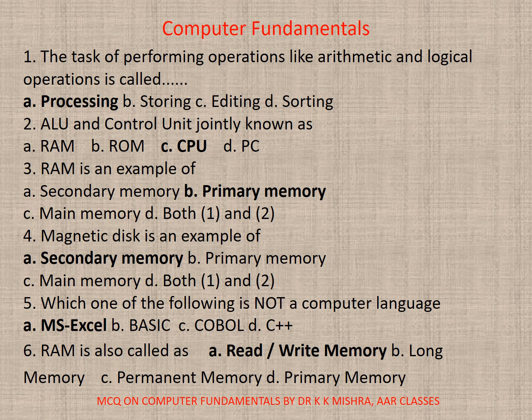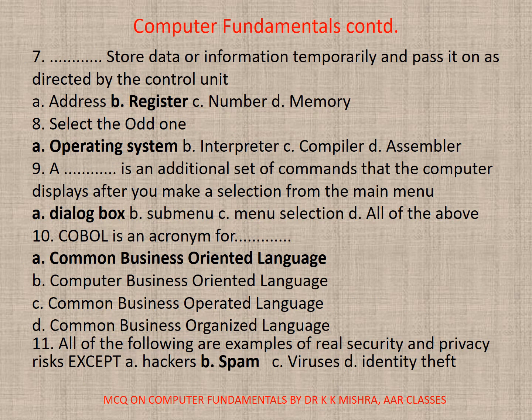4. Magnetic disk is an example of A. Secondary memory, B. Primary memory, C. Main memory, D. Both. Correct option is A. Secondary memory. 5. Which one of the following is not a computer language? A. MS Excel, B. Basic, C. COBOL, D. C++. Correct option is A. MS Excel. 6. RAM is also called as, the correct option is A. Read or write memory.